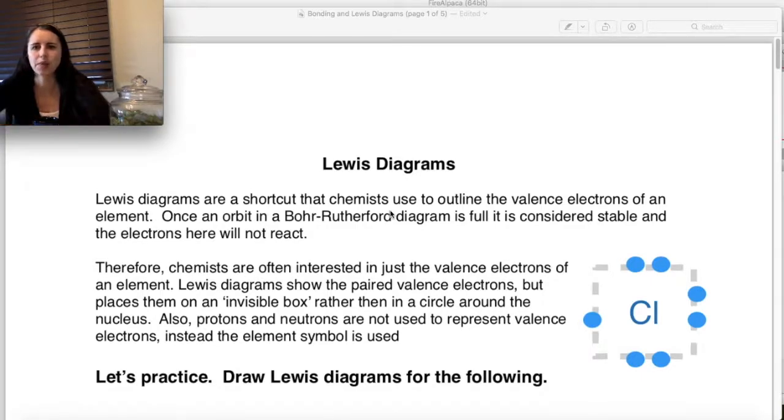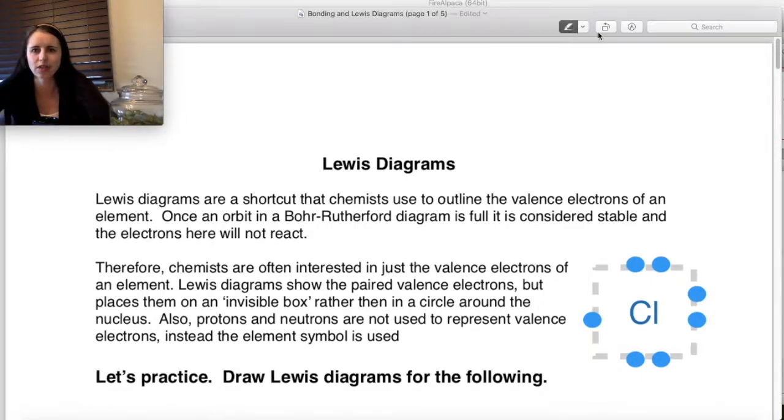Before we get there though, I want to teach you something that typically you wouldn't learn in grade 9. You would actually normally learn this in grade 11 chemistry. So why am I teaching it to you now? It is the world's best shortcut. So we're going to learn what's called the Lewis diagram.